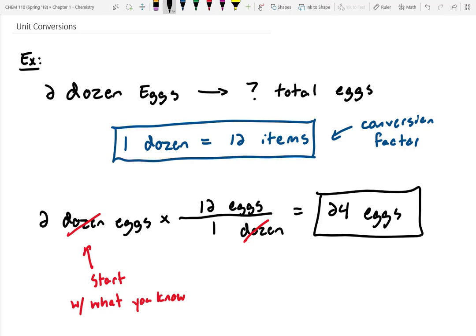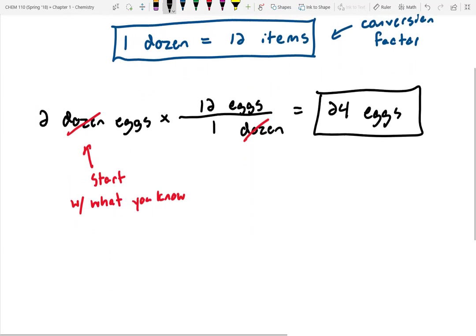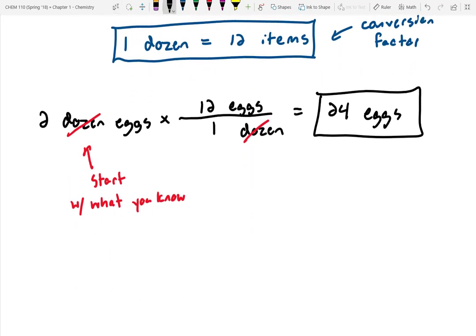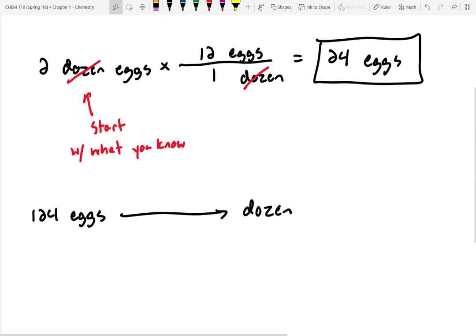Does that make sense? All right, conversely, let's do it the opposite direction. Let's say you've got 124 eggs, and we want to figure out how many dozen this is. All right, so I'll give you guys a minute to do this, but check with your neighbor and see if you're doing the math the same way that they are.